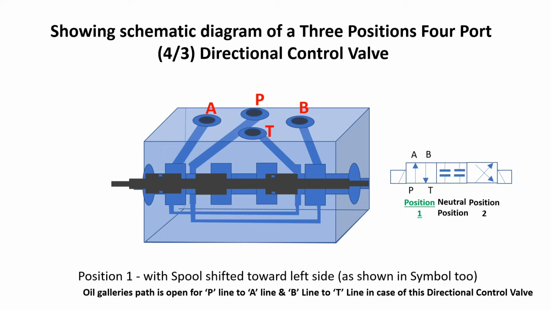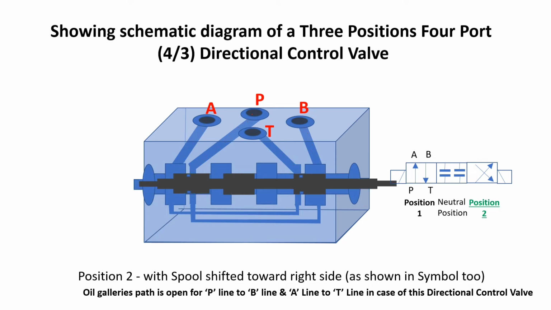In this direction control valve, you can see now it's moved to the left side. So oil galleries are open, P line to A line and B line to T line. Again we shift it, here you can see the oil gallery is opening. So oil could pass from P to A and B to T. This is when we move the spool through solenoid to the right direction. Oil gallery paths are open, P line to B line and A line to T line. In case of this direction, you can see here like this.